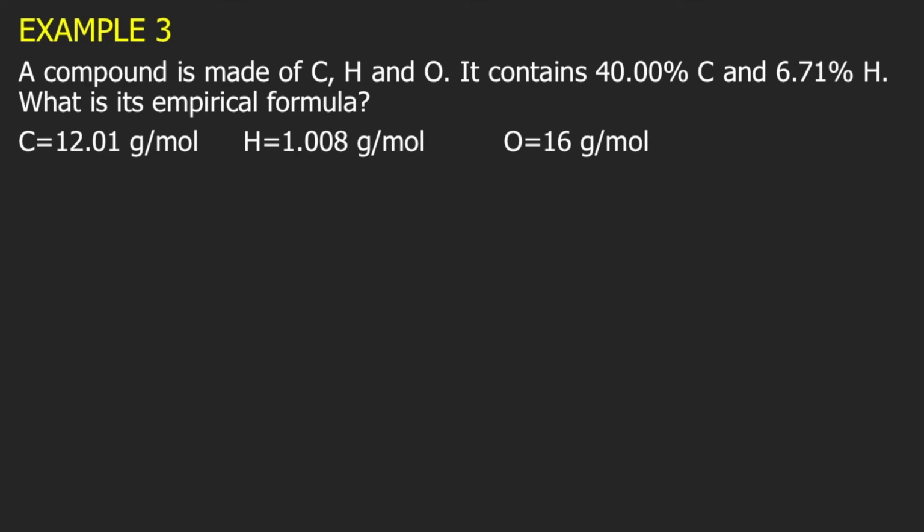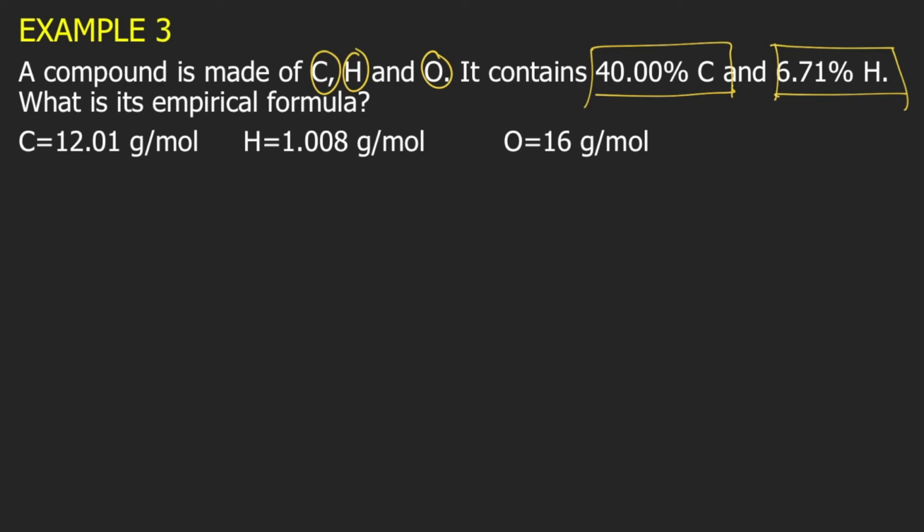Okay, so for our last example, a compound is made of carbon, hydrogen, and oxygen. It contains 40% carbon and 6.71% of hydrogen. So what is its empirical formula? So again, the first thing you'll notice in this question is that there are 3 elements given, but there are only 2 mass percents given. There's no mass percent given for oxygen. So that's the first thing you need to find out. What is the mass percent of oxygen?